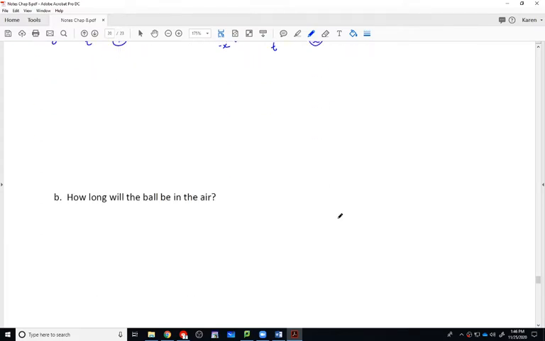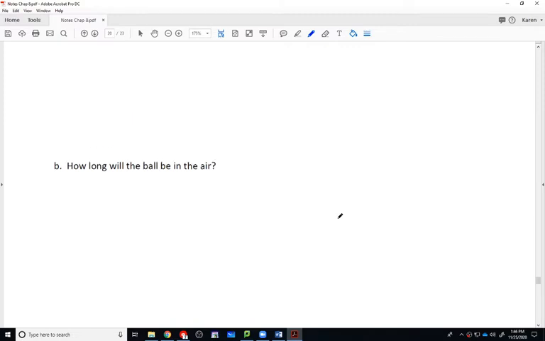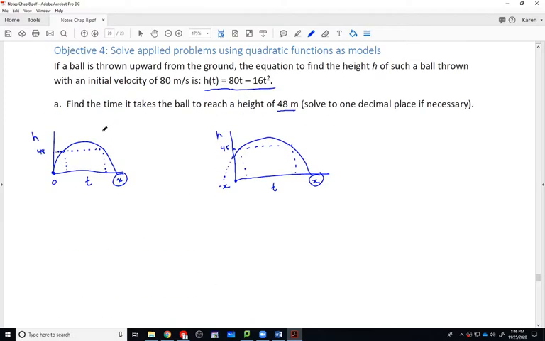And then the third question that you can be asked is what is the maximum height? What is the maximum height the ball will reach? And so then that is asking you to find the vertex. And on both of these, it would be the same. So now what we're going to do is we're going to go through and solve these 3 questions for this problem. So just give me a second just to erase this because I need all the space I can get.